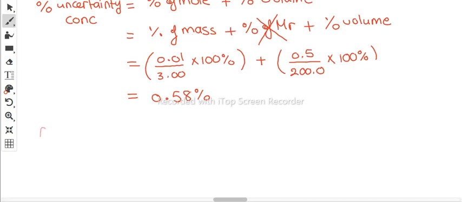Now, the last step inside the question, it's asking me to calculate the absolute uncertainty. So I need now to find the absolute, which is the plus minus uncertainty of my final concentration value obtained after doing my calculation.